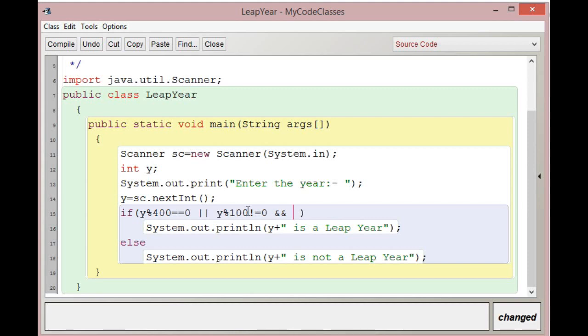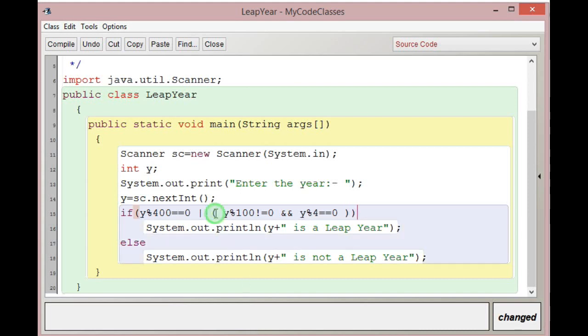So this is the relational operator to write it. Now we will write and. And is written like double ampersand symbol. So whenever you want to combine two conditions together and you want both to be true, to be concluded as true, then in that case it should be with and. Now y mod 4 equals to 0. Now that's it. One more thing I'll tell you.